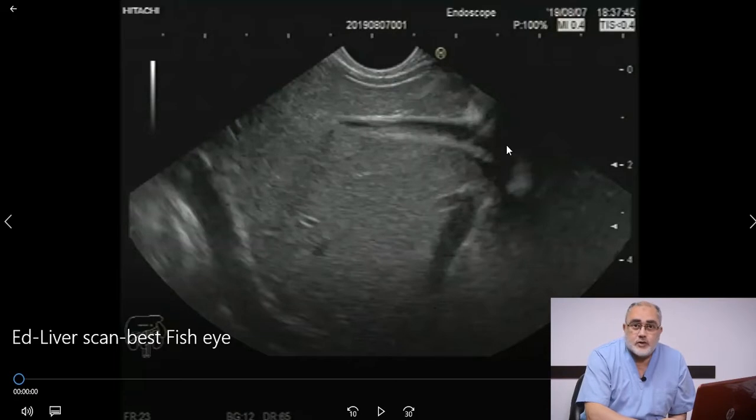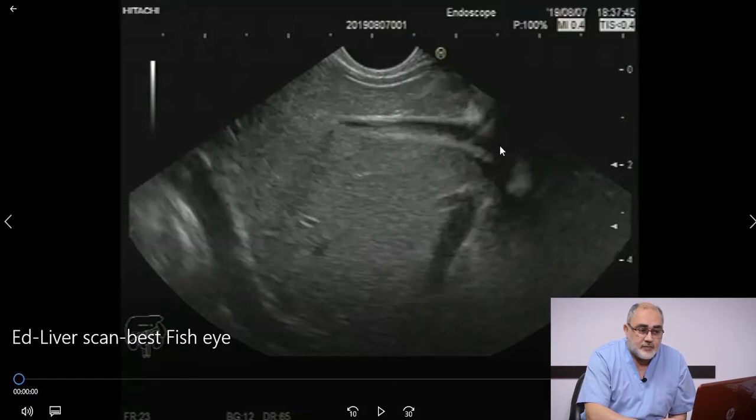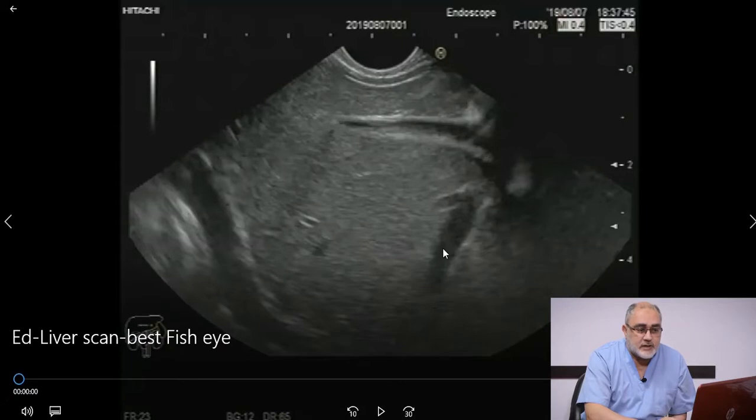We locate the echo endoscope at the cardia, about 40 centimeters from the dental arch, and then try to do gentle clockwise and anti-clockwise rotation to locate the inferior vena cava and the right hepatic vein. If we find the aorta, we can do gentle counterclockwise rotation, and we'll find the inferior vena cava and the right hepatic vein.